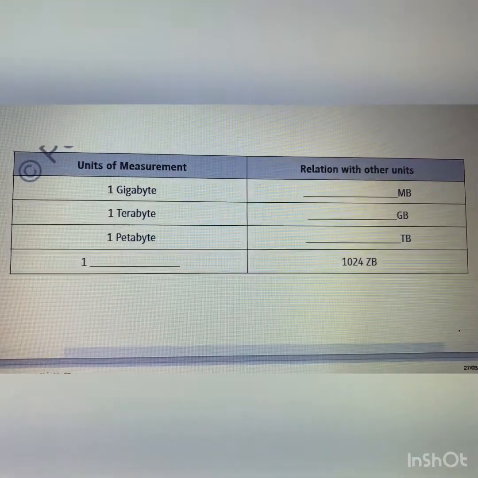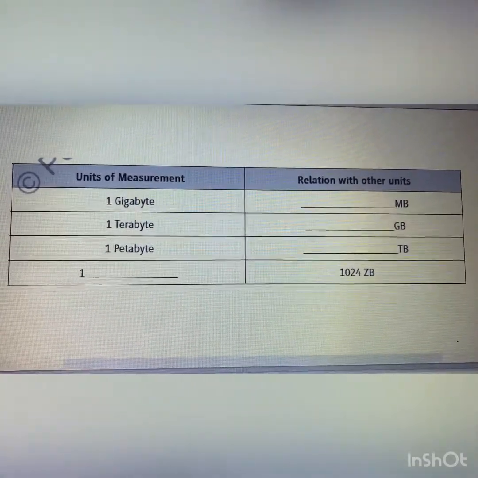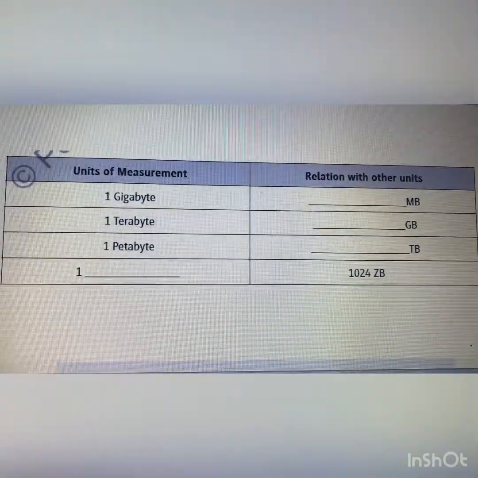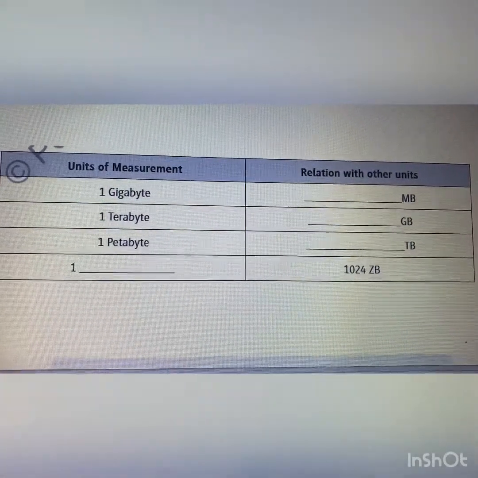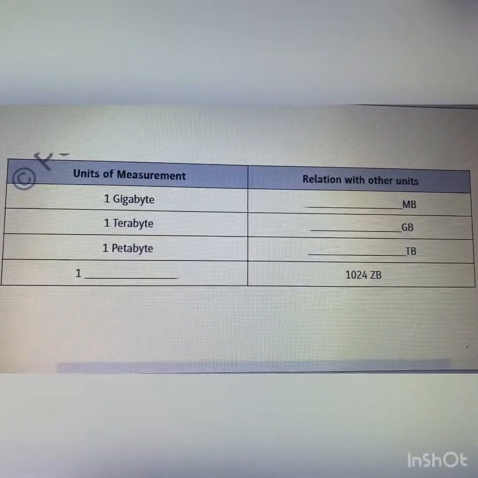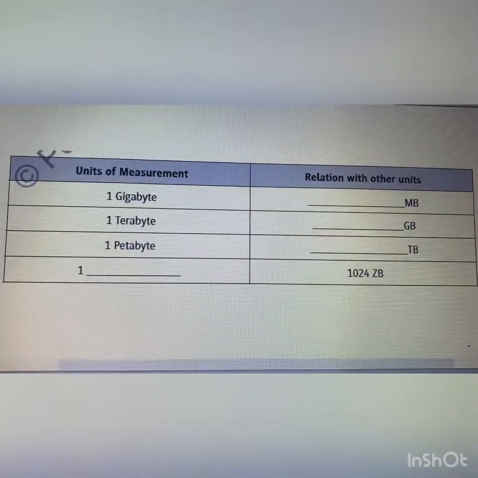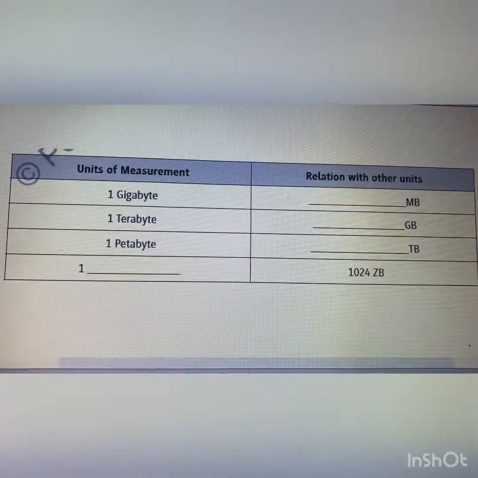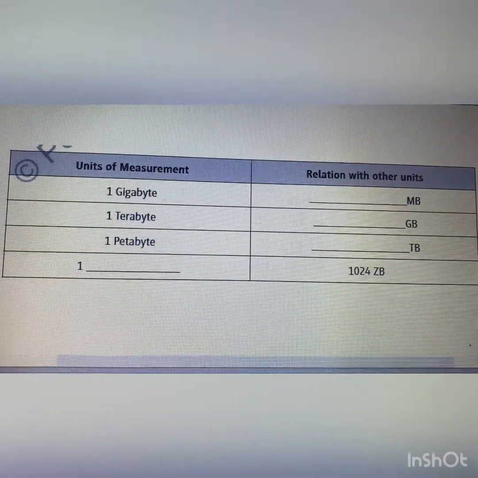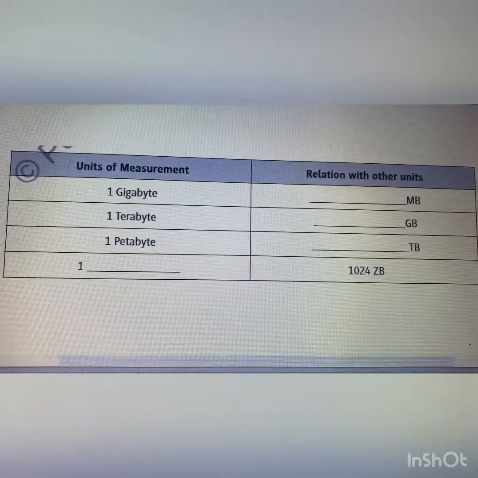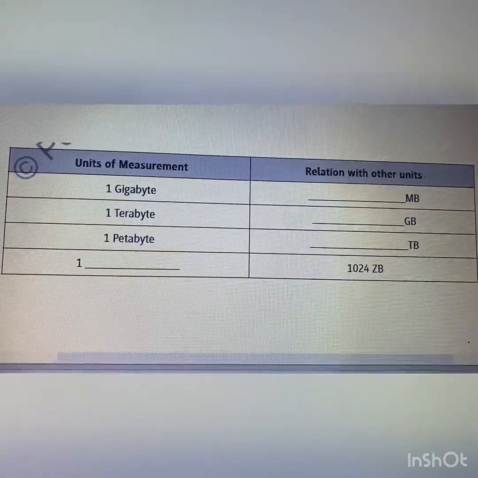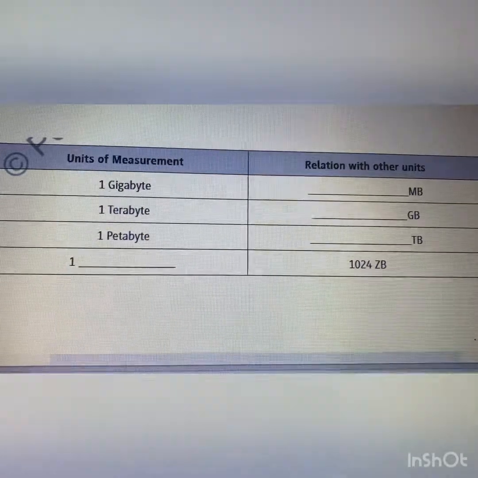Now students, in the last class we all saw the table of measurements for measuring memory. Now you all have to do this table in your rough notebook. 1 gigabyte equals dash MB. 1 terabyte is equal to dash GB. 1 petabyte is equal to dash TB. And 1 dash equals 1024 ZB. You all have to do it.